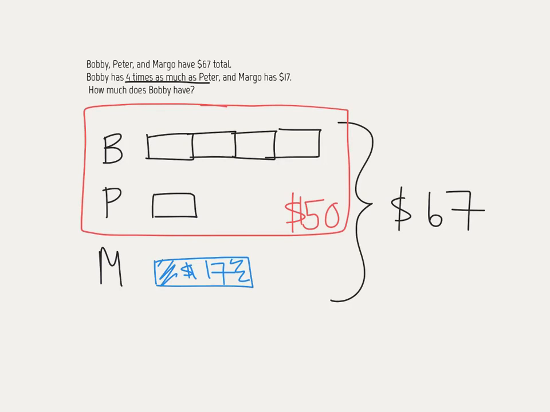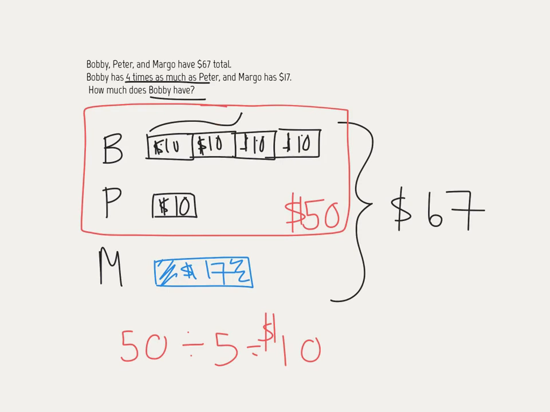And then looking at this, we know that the $50 is split into 5 equal units, as we can see on our model here. So our next step is to do the 50 divided by 5, and that gives us $10 per unit. So we can fill in that Peter then has $10, and we know each of these units on Bobby's is also $10. And then I noticed that the question wants to really know how much Bobby has, so we need to multiply 10 times 4, which gives us $40.